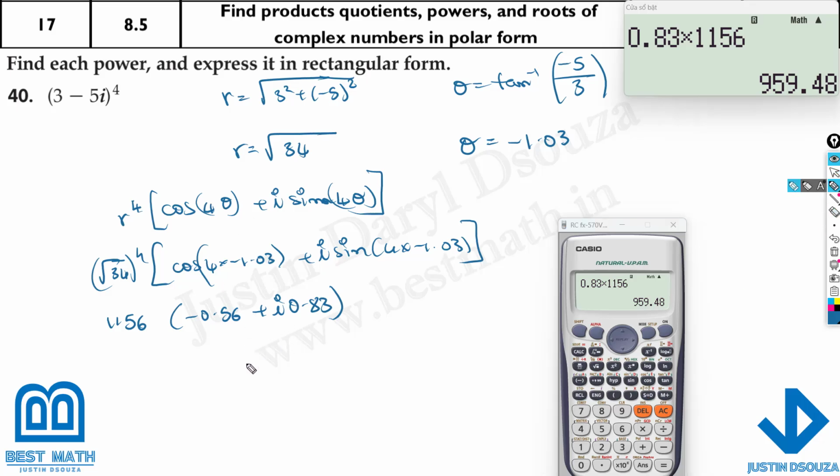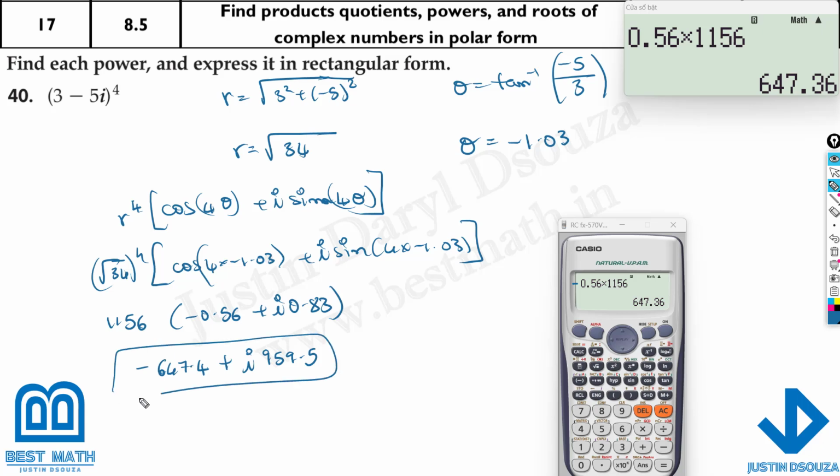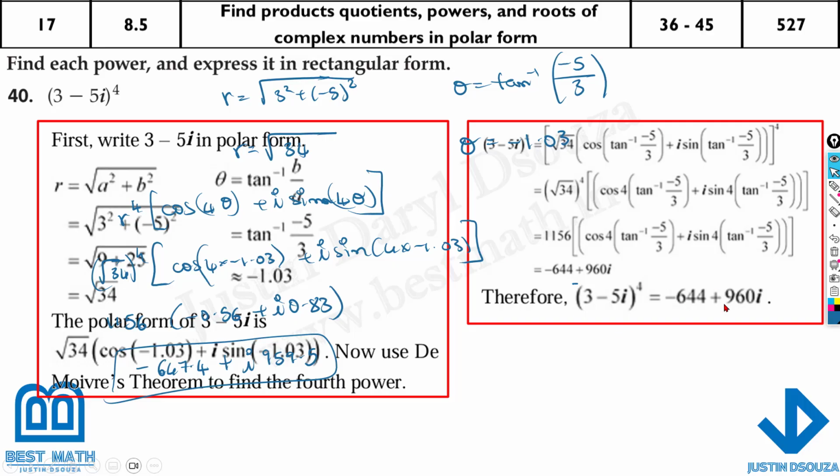So it is i 959.5. What about the left side, the real part? 0.56 times 1156. The answer is 647.4. Remember, it will be minus. Why? Because I have not added the minus sign here. So it will be minus 0.56. So the answer will be minus 647.4. So this is the final answer.